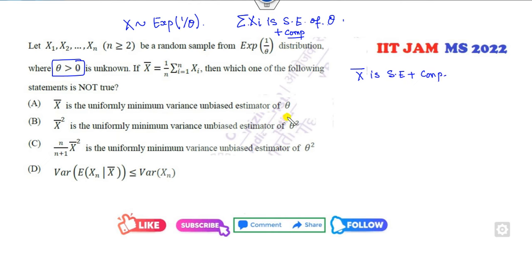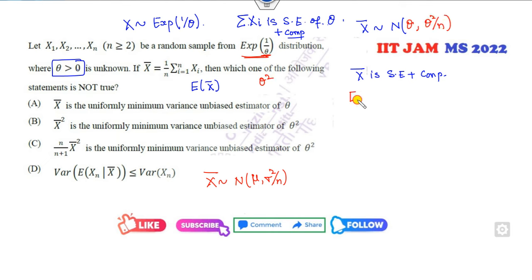Now how can you prove this? So I can check what x bar is. Can you find the distribution of x bar? It is a normal distribution with a mean and variance. We all know x bar will follow the normal distribution. So what is the mean of this? Theta. What is the variance of this? Theta square over n. Can you find the expected value of x bar, which is theta? So yes, this is my UMVUE.